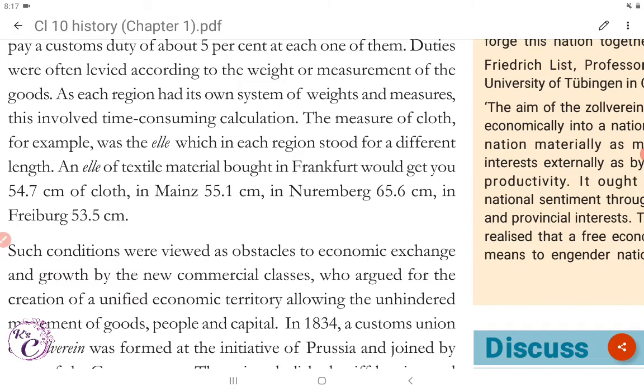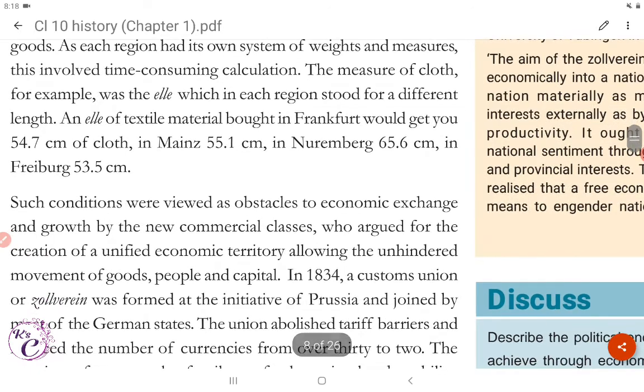The measure of cloth, for example, was the ell, which in each region stood for a different length. An ell of textile material bought in Frankfurt would get you 54.7 centimeters of cloth, in Mainz 55.1 centimeters, in Nuremberg 65.6 centimeters, and in Freiburg 53.5 centimeters.